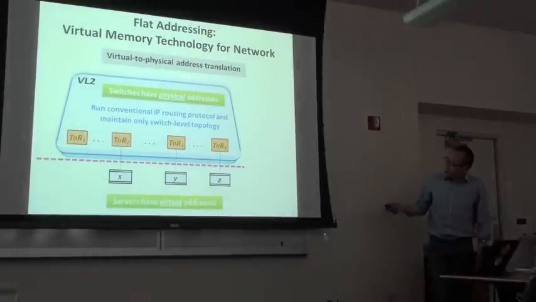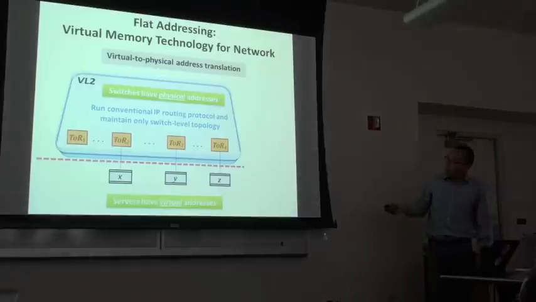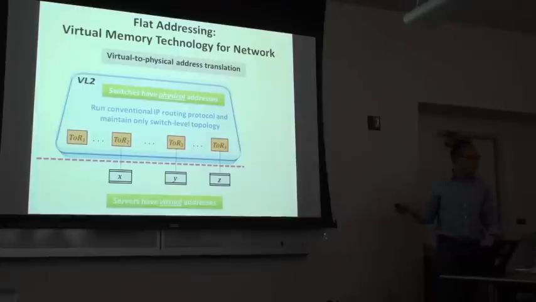Now, the key issue here is that these switches know how to deliver packets from one ToR to another ToR, but they know nothing about the servers. So they cannot deliver the packets that actually use servers' virtual addresses as destinations. So that's the problem. And I solved that problem by introducing translation at this demarcation line.